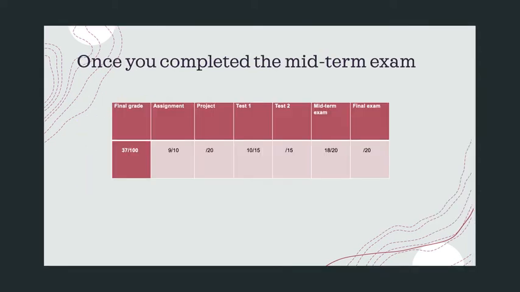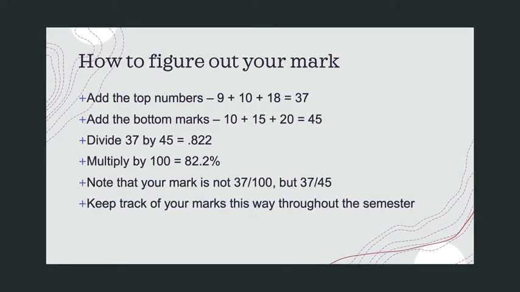Then you complete your midterm exam. And look at that. You got 18 out of 20. Good for you. So again, we add the 9 plus the 10 plus the 18, and you'll notice that the mark is 37 out of 100 in your final grade. But again, this does not mean you have 37%. What we have to do is take that 37 and divide it by the 10 plus the 15 plus the 20. So let's look at that math.